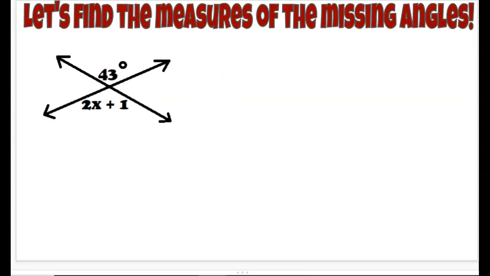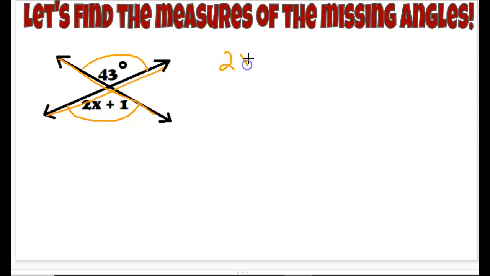What if we had a problem like this? It says find the measure of the missing angles. I'll use orange this time. Do you notice that these two angles are completely opposite? They're not adjacent. They don't share the same side. They're not right next to each other. But they do share the same lines that make their angles. So they must be vertical.